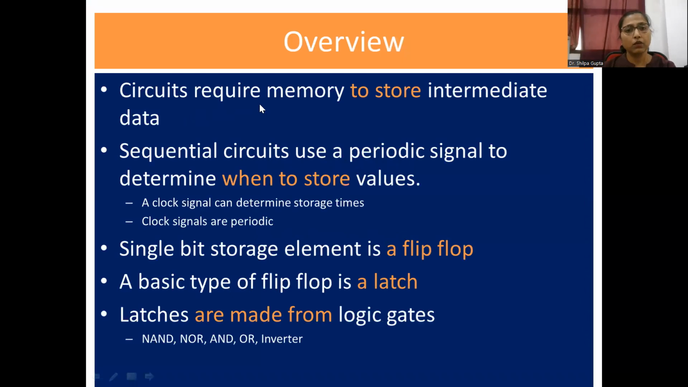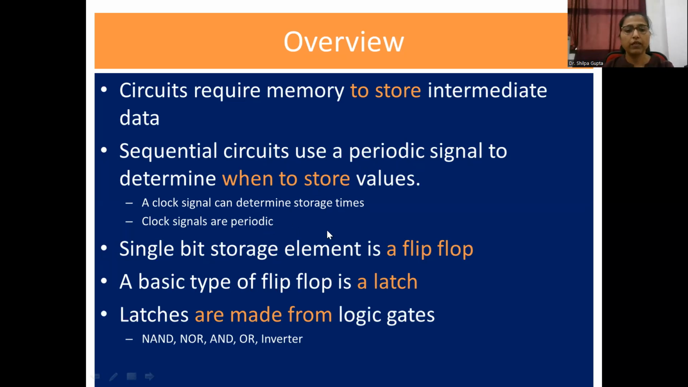Sequential circuits require memory to store intermediate data or previous outputs. Sequential circuits use a periodic signal to determine when to store the values. That means a clock signal is required whenever they need to produce some output, or whenever they want to assess previous outputs. These clock signals are periodic. That means the on time and off time of these signals are the same.